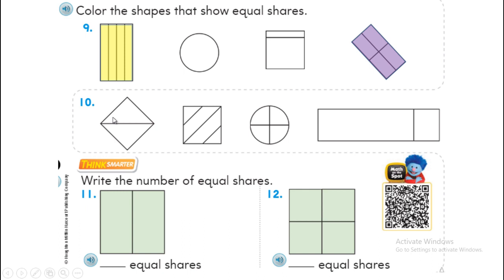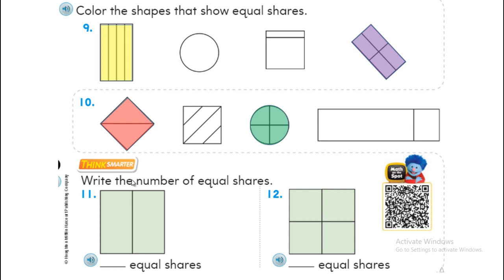Question number 10. Equal, wonderful, color these now. No, not equal. They are not the same shapes. Don't color it. The circle. Equal, wonderful, color the last one, the rectangle. Unequal, don't color.